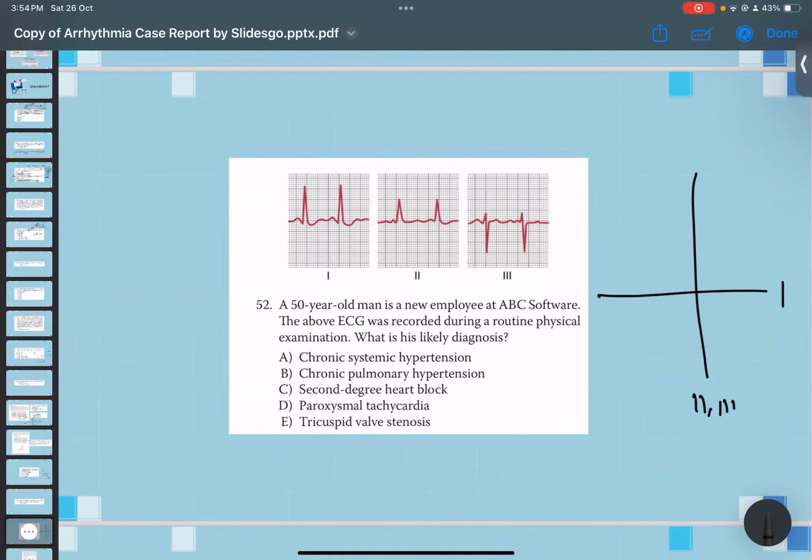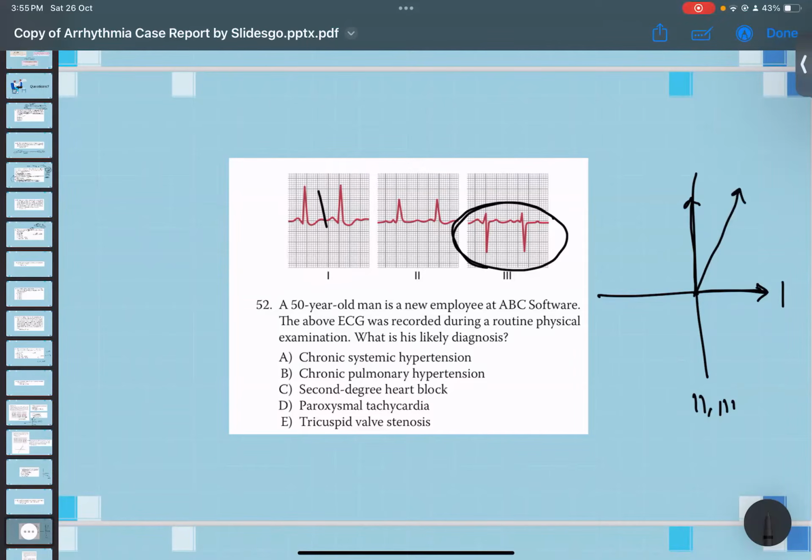For lead 1, it's positive, which means there's definitely a vector traveling towards lead 1 because there's a positive deflection. Lead 2 is also positive. However, as you can see, lead 3 is really, really negative, right? Because lead 3 is really negative, there's definitely a vector that is going away from lead 3. Rather than going towards lead 3, it's going up here. And because of that, you're going to usually get a left axis deviation once again.